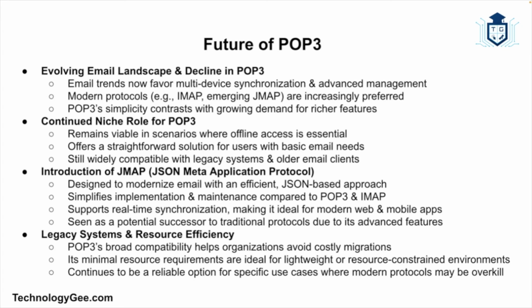So JMAP, this is a newer protocol designed to modernize and streamline email communication. It aims to address some of the limitations of both POP3 and IMAP by providing a more efficient JSON-based communication method that is easier to implement and maintain. In JMAP, it supports real-time synchronization and is designed to work well with the modern web and mobile applications, making it a potential successor to both POP3 and IMAP in the future.